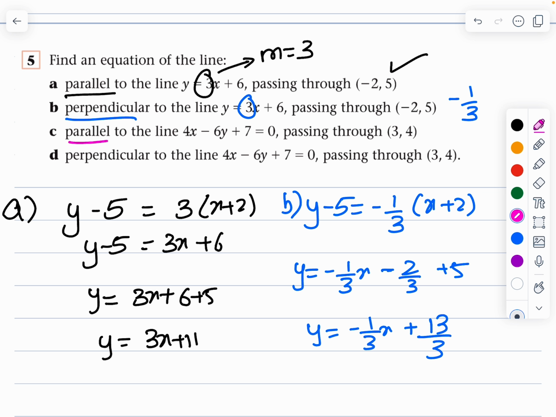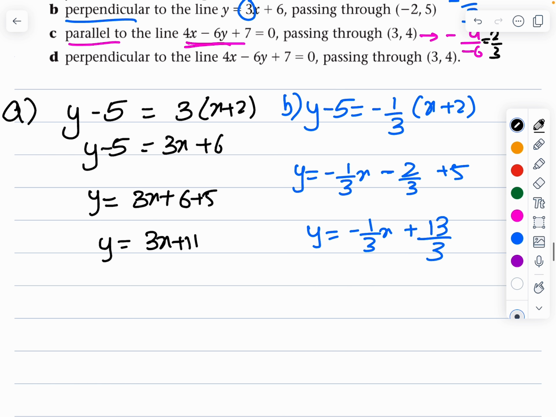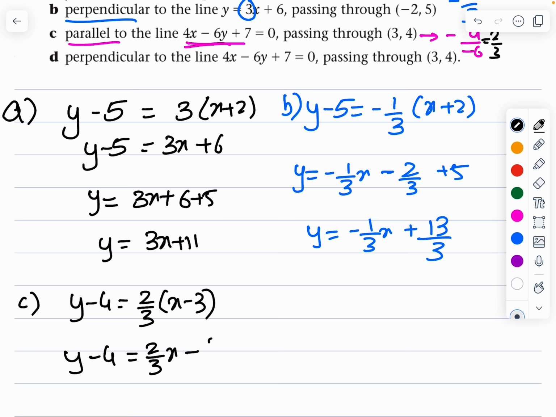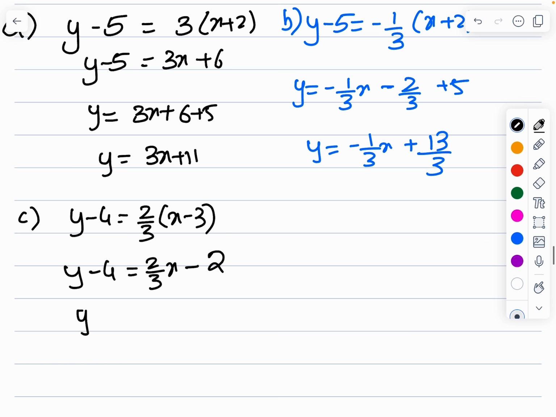Next, parallel to this line. So what is the gradient of this one? Minus 4 upon minus 6, which is 2/3. So the gradient is 2/3. So y minus y1 equals 2/3 times (x minus x1). So y minus 4 equals 2/3 x minus 6/3, which is 2. So y equals 2/3 x minus 2 plus 4. y equals 2/3 x plus 2.